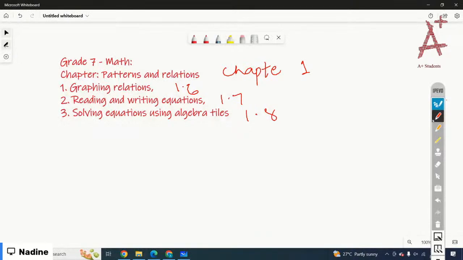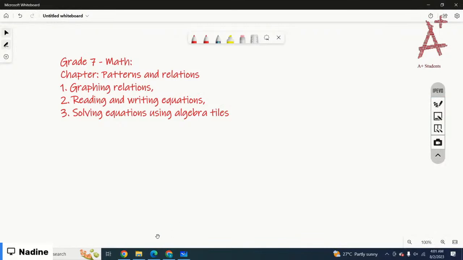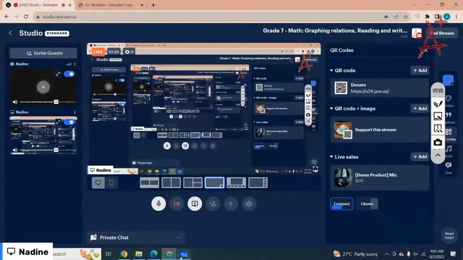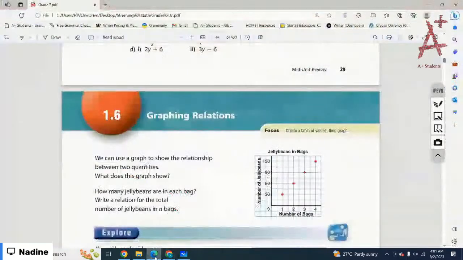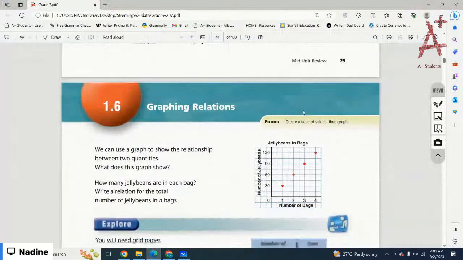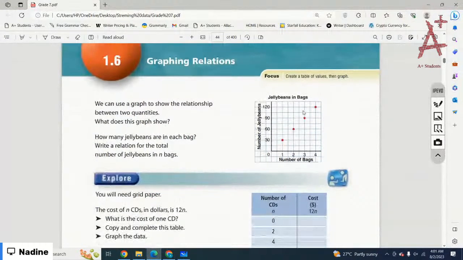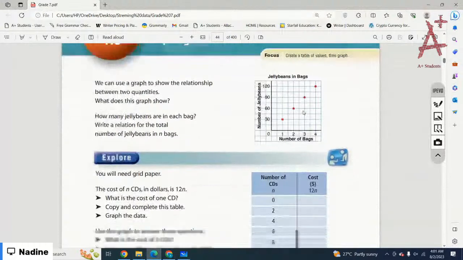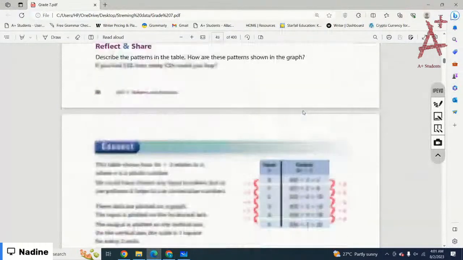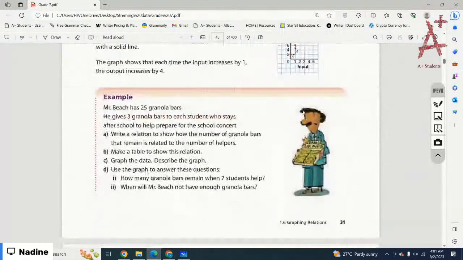Okay, let's just start with the first lesson. Here I am on grade 7 math. We're working on chapter 1, that is patterns and relations. Let's just start with 1.6, that is graphing relations. So let's just start with the examples. We're going to learn how do we graph the relations, right?